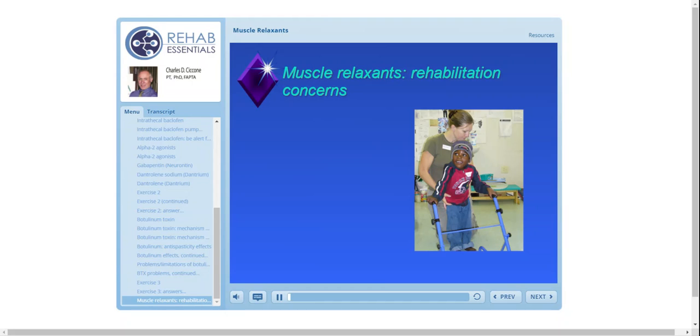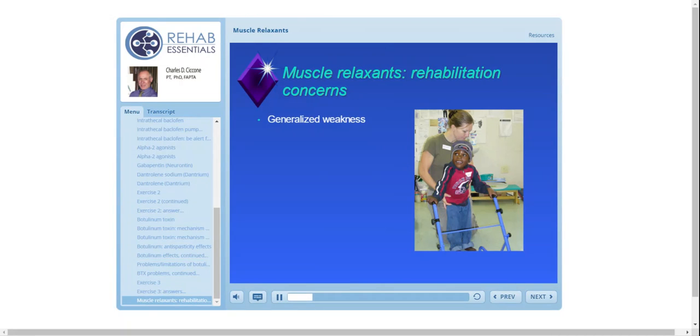So let's summarize our major concerns about the muscle relaxants. Now consider we've just seen a pretty vast array of different drugs used for different problems, but still we can summarize this in a couple of key aspects. First being, some of the drugs and some of the interventions we saw can cause weakness in other muscles that are not spastic or cause generalized weakness. And this can be devastating.